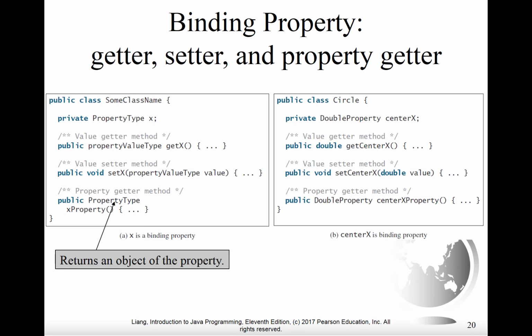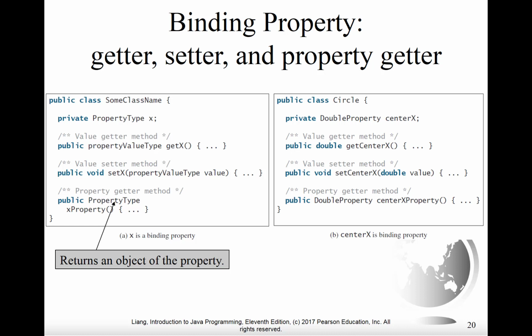On the left-hand side of this slide, we see a generic description of binding properties, getters and setters, and property getters. On the right-hand side, we see it applied to a concrete example that we've already played with a bit, namely the circle. So let's start by looking at diagram A on the left-hand side.